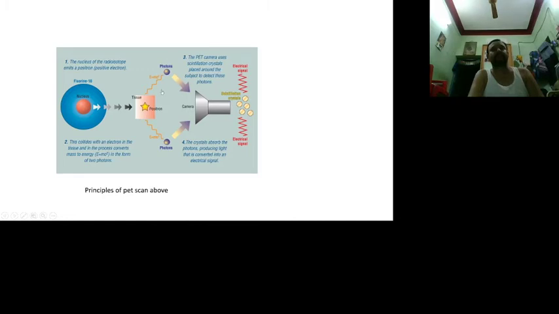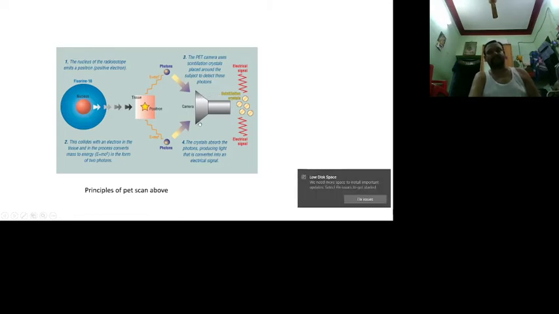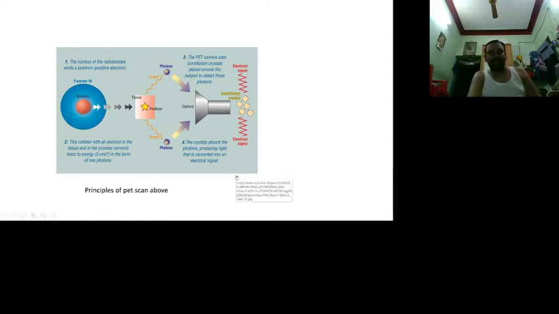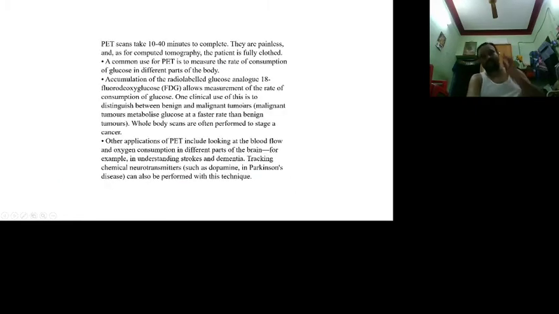So these two photons are detected by the gamma ray camera. The PET camera uses scintillation crystals placed around the subject to detect these photons. The crystals absorb the photon, producing light that is converted into an electrical signal that is stored. Depending upon the intensity of this signal, we can find out the extent of the disease.